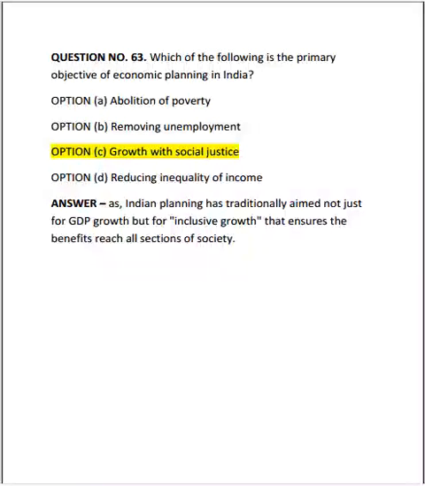Question No. 63. Which of the following is the primary objective of economic planning in India? Option A. Abolition of poverty. Option B. Removing unemployment. Option C. Growth with social justice. Option D. Reducing inequality of income. Answer: Indian planning has traditionally aimed not just for GDP growth but for inclusive growth that ensures the benefits reach all sections of society.